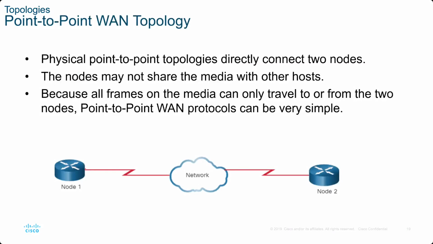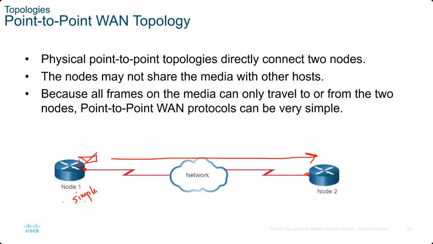In this case, nothing else shares these links other than these two devices. And everything that you send from here is always received on this one. This is the simplest point-to-point topology. And you can already see that at the data link layer, a protocol written or a frame information written for this should be very simple.